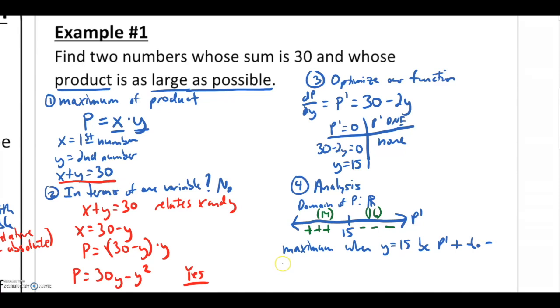And so our two numbers: y is 15, x will be 30 minus y, 30 minus 15. It's actually going to be the same exact value. So the two numbers that we wanted were 15 and 15. And that maximum product we would get would be the product of the two, in case that were a follow-up question that you could be asked.